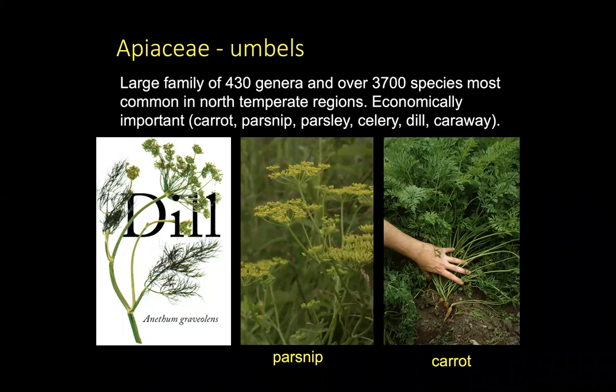The old name that you might see around sometimes is the Umbelliferae. Pretty big species number, 3,700-ish, though nothing compared to the Asteraceae that we'll see. Pretty big in north temperate regions, not so big in the tropics. Lots of economically important plants in here. So carrot, parsnip, parsley, celery, dill, caraway. So mints and the Apiaceae are two of our big spice families.